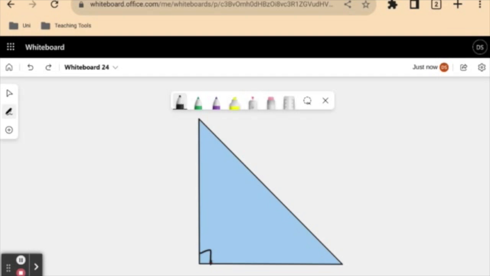Now, the side opposite to our right angle, this one here, is what we call our hypotenuse. And the hypotenuse, I'm actually going to spell it here because it's a bit of a weird word. Our hypotenuse is the longest side of our right-angled triangle. And I'm actually going to write that here. That's the longest side.